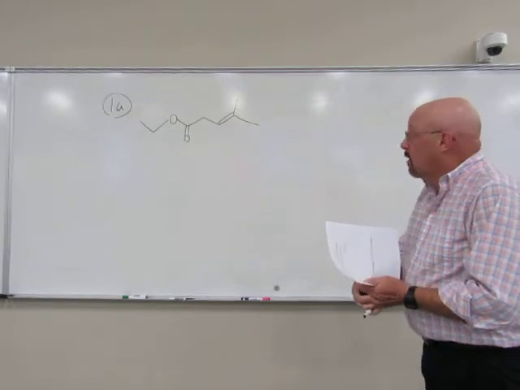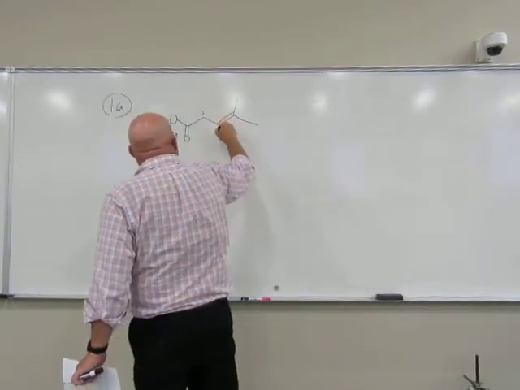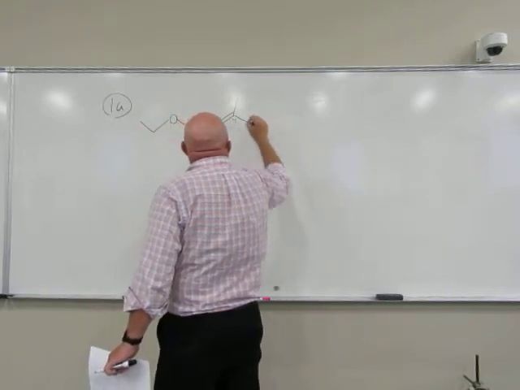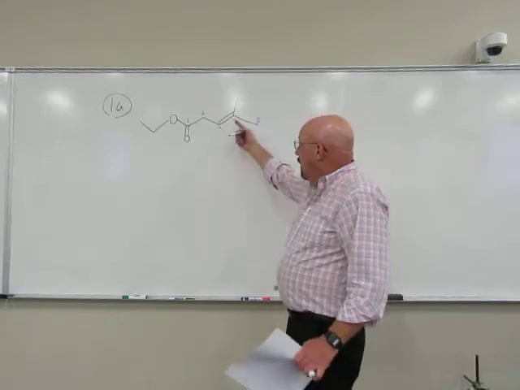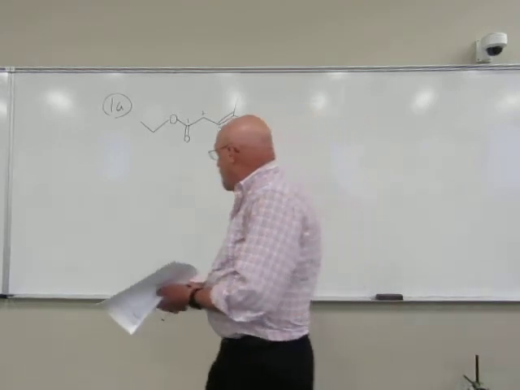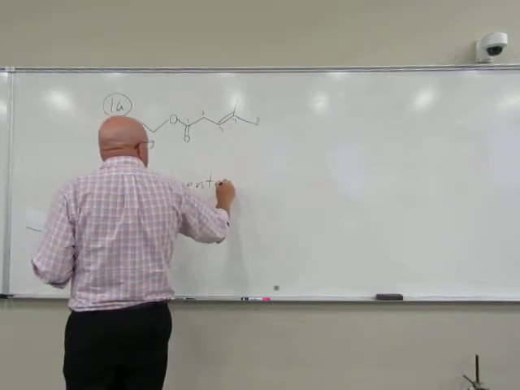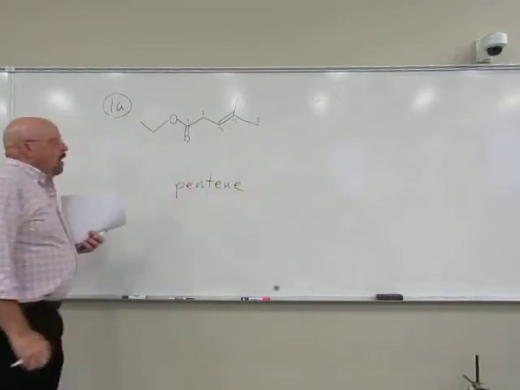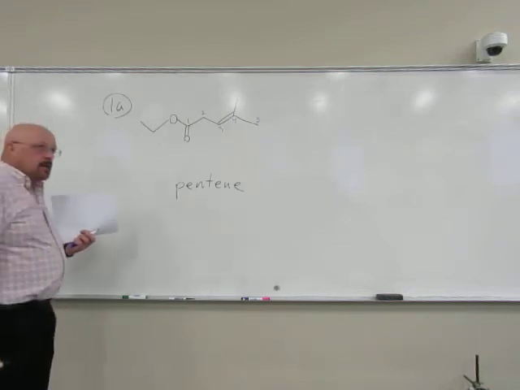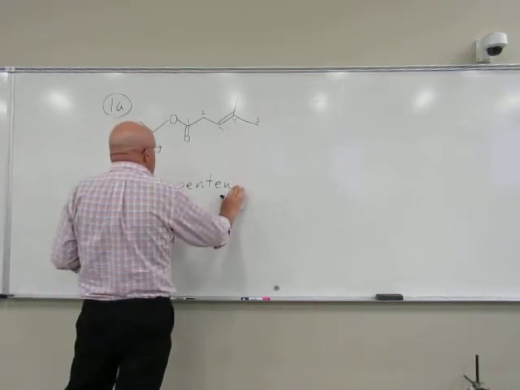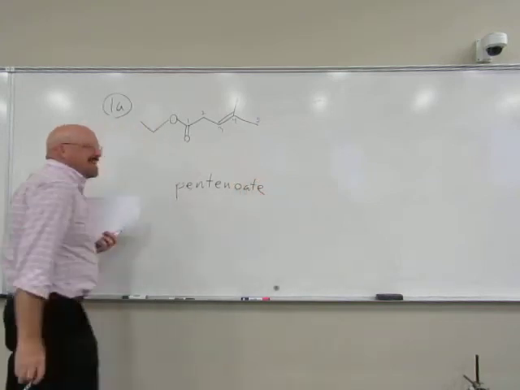With these, we'll start with the carbonyl carbon. So we have 5 carbons in our chain. We have an alkene. So as an alkene, that would be a pentene. For the ester, we change the ending to -oate. So we'll drop that E and add -oate. This is a pentenoate.